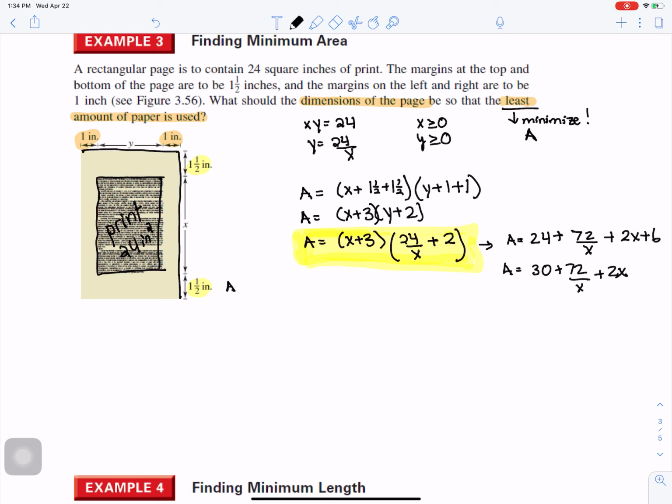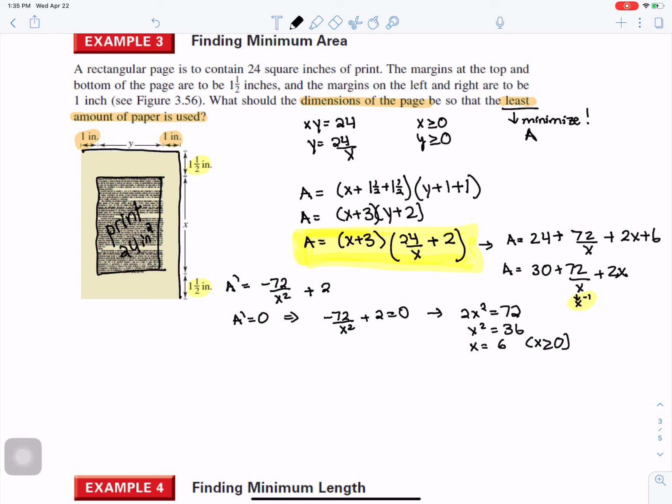I take the derivative. It would be minus 72 over x squared. I bring that term up as x to the minus 1 and then take the derivative, plus 2. I set my derivative equal to 0 to solve for x. Minus 72 over x squared plus 2 equals 0. And I solve for x squared. So 2x squared equals 72. x squared equals 36. x is equal to only 6 because we want x to be greater than or equal to 0.